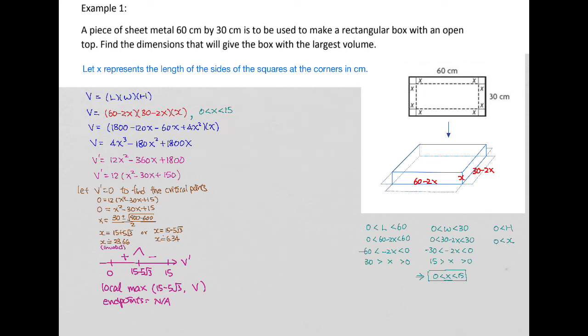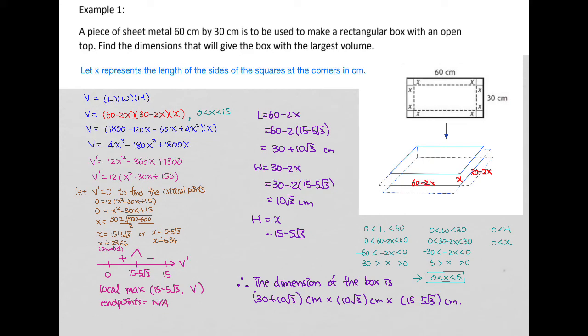Last step, we have to find our conclusions. Because the question only wants us to find the dimensions, they didn't ask us to find the volume. So I just need to find the length, the width and the height by substituting the x value that we found into the length, the width and the height. After you find them, remember to make a final conclusion. So you will say, therefore, the dimension of the box is length times the width times the height. The length and the width can interchange, but the height must be the last one.